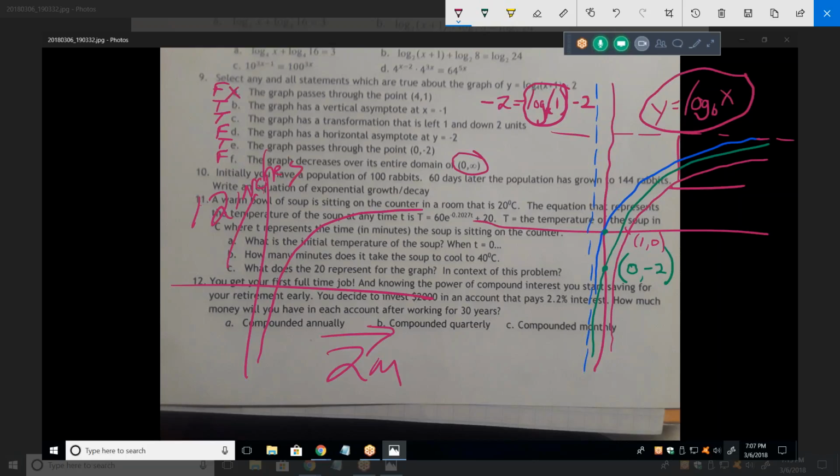Okay. That's how flat that thing is. 2 miles to go up 1 foot. That's a 10,000 to 1 ratio. Okay.